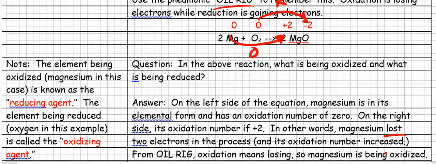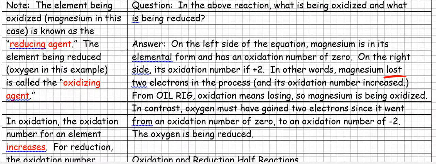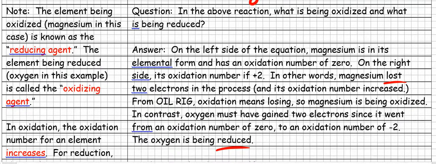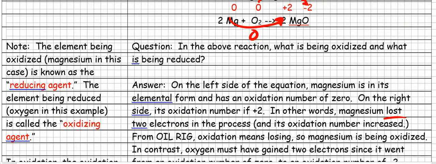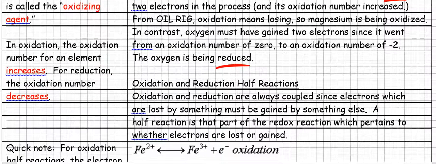And its oxidation number also increased. It went from 0 to +2. From OIL RIG, oxidation means losing. Right? Oxidation means losing. So magnesium is being oxidized. In contrast, oxygen must have gained 2 electrons since it went from an oxidation number of 0 to an oxidation number of -2. The oxygen is being reduced. All right? So the oxygen is going from 0 to -2. Oxygen is being reduced.